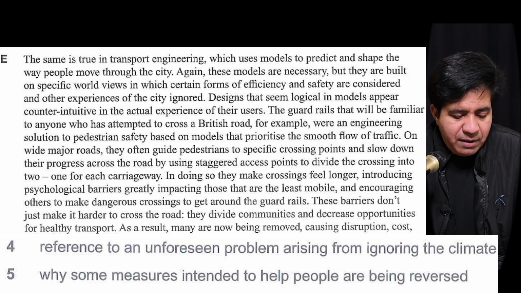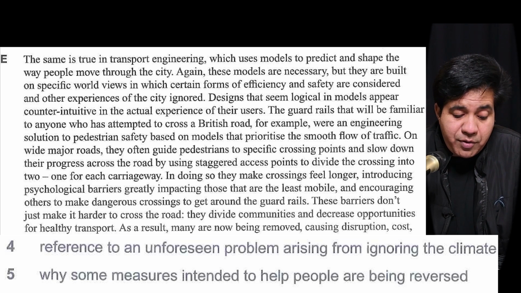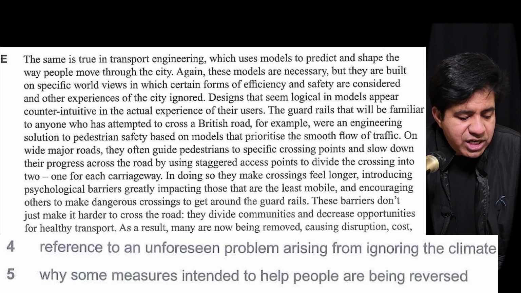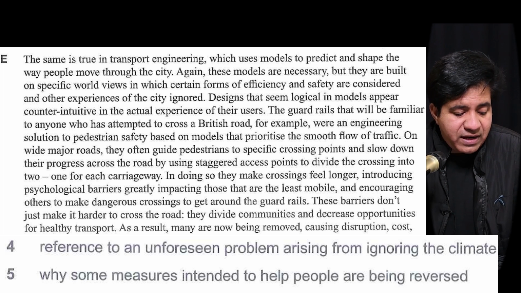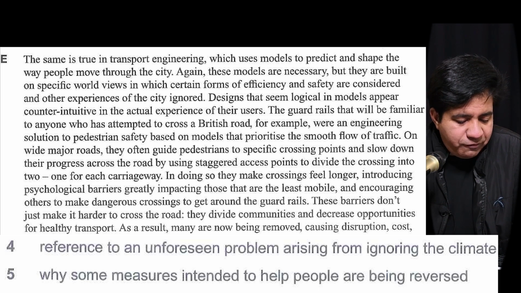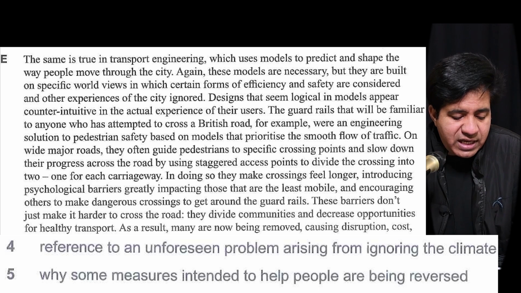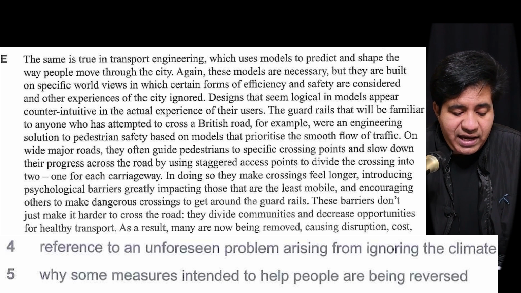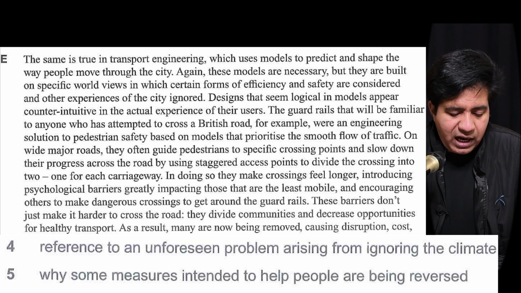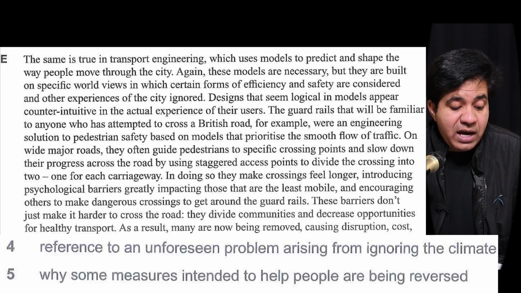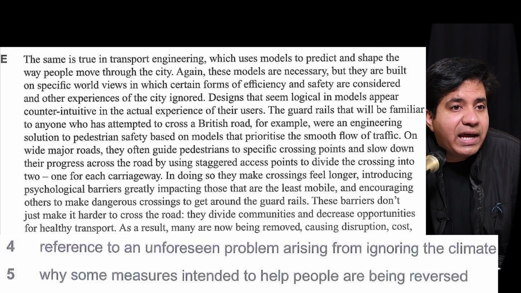The guardrails that will be familiar to anyone who has attempted to cross the British road, for example, were an engineering solution to pedestrian safety based on models that prioritize the smooth flow of traffic. Read on. On wide major roads, they often guide pedestrians to specific crossing points and slow down their progress across the road by using staggered access points to divide the crossing into two, one for each carriageway. And then the next thing they say, in doing so, they make crossing feel longer, introducing psychological barriers greatly impacting those that are the least mobile and encouraging others to make dangerous crossings to get around the guardrails.